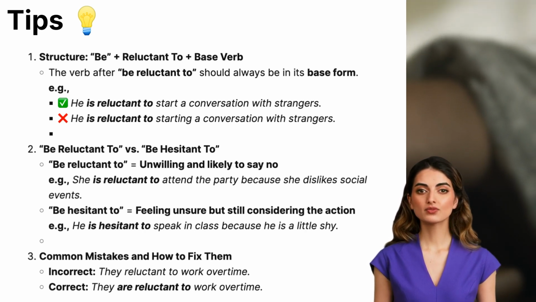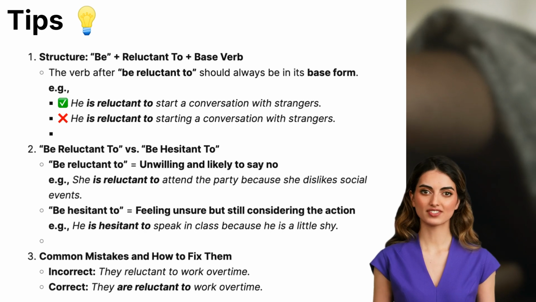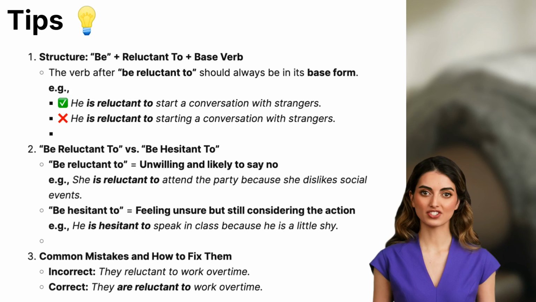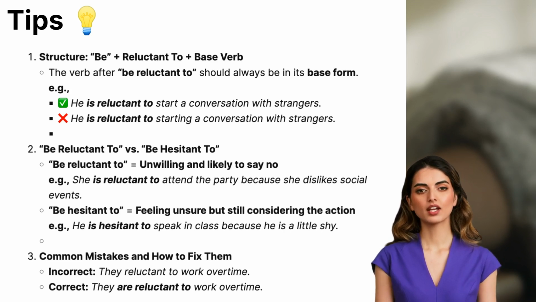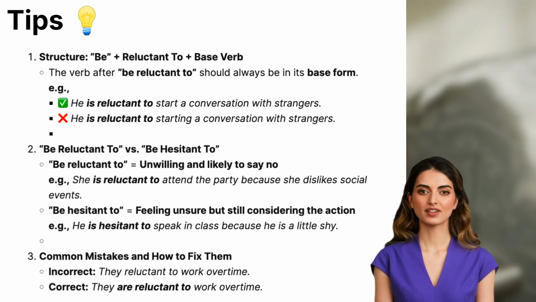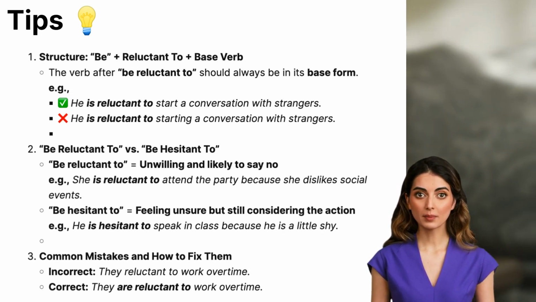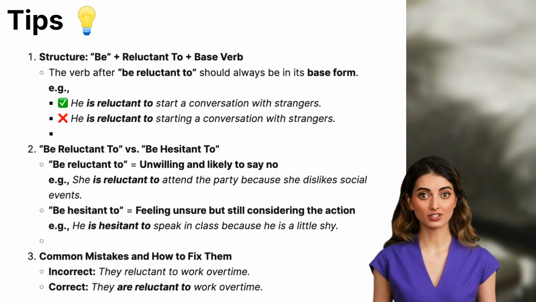Correct: he is reluctant to start a conversation with strangers. Incorrect: he is reluctant to starting a conversation with strangers. More examples: she's reluctant to share personal details with others. They were reluctant to make a final decision. Always remember to use the base verb after be reluctant to.